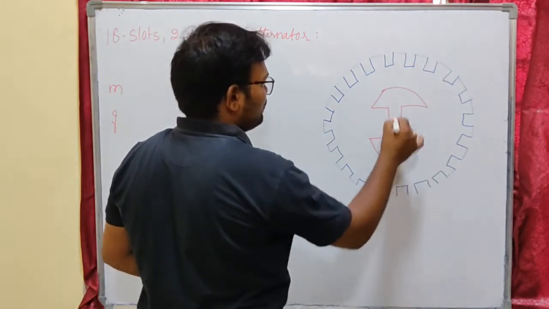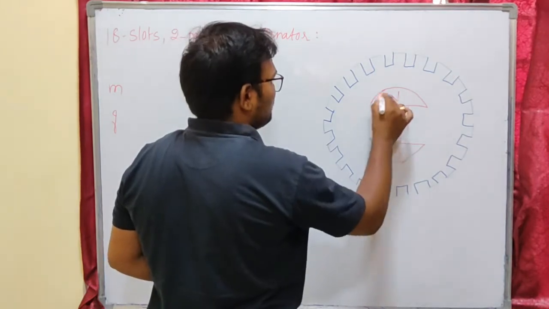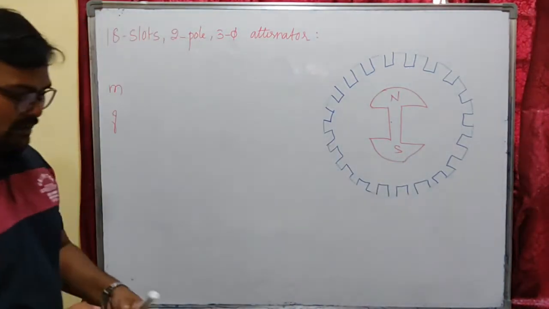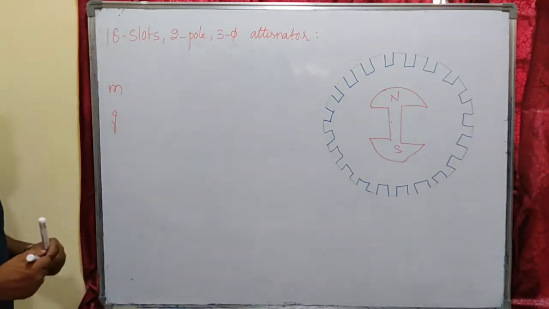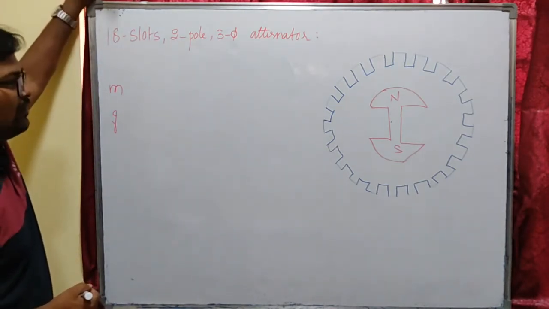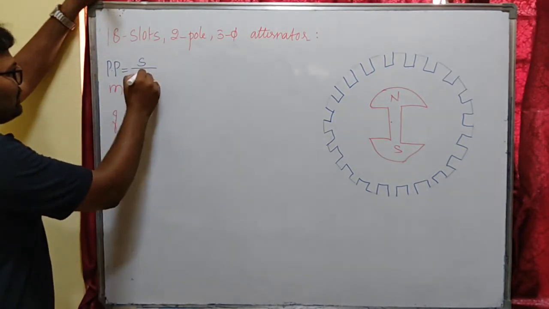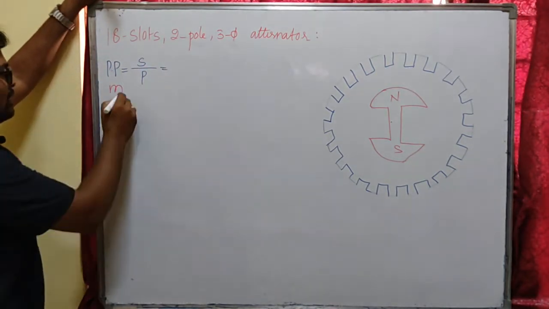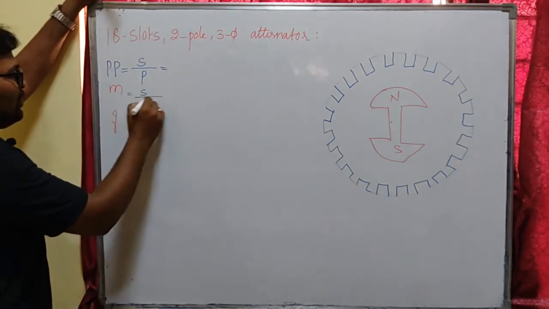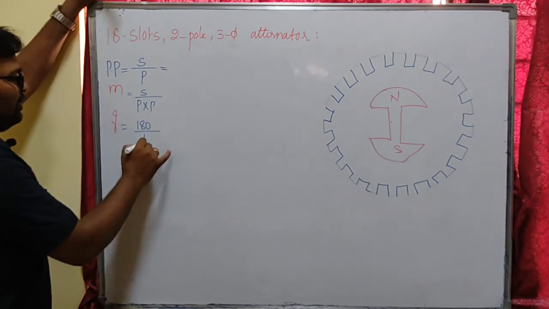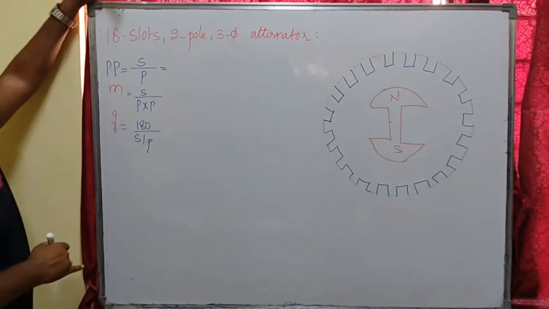These are the 2 poles, one is the north pole and the other is the south pole. Let us understand each and every concept regarding this alternator winding. The first thing you have to calculate is pole pitch, which is nothing but the number of slots per pole. The second is the M value, which is the number of slots per pole per phase, and the third is slot angle, 180 divided by the number of slots per pole. So these 3 are the important concepts here.